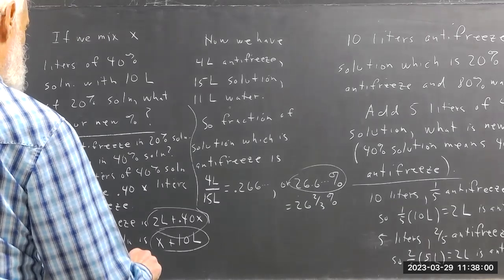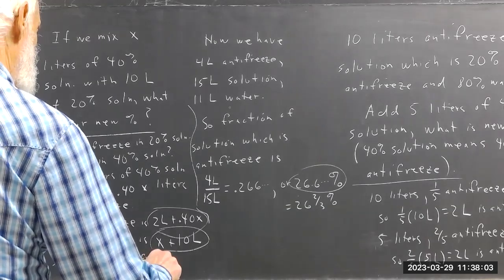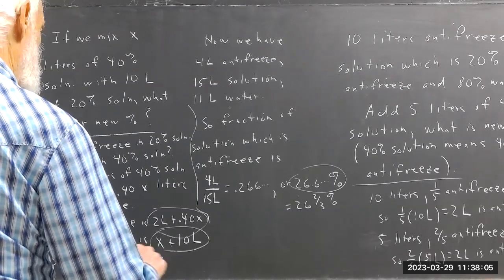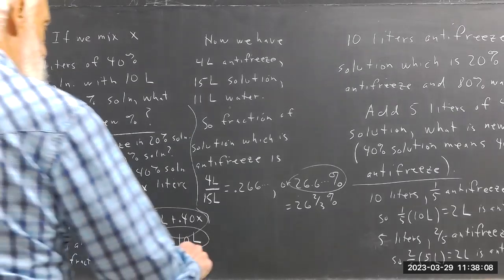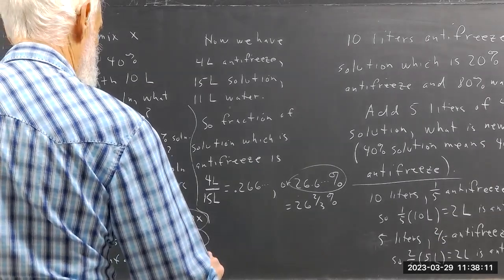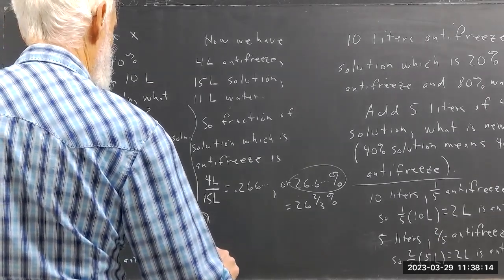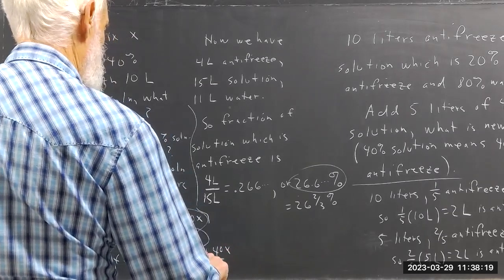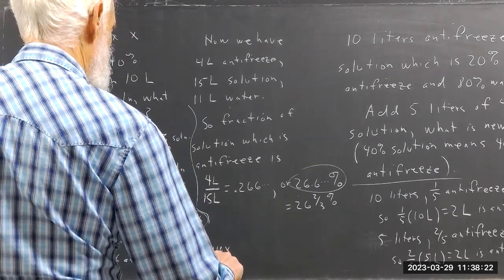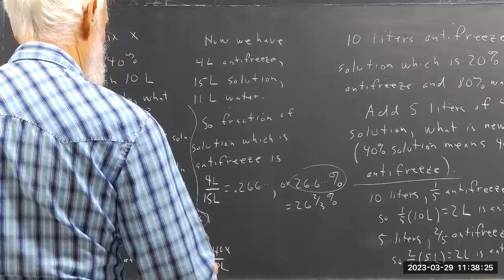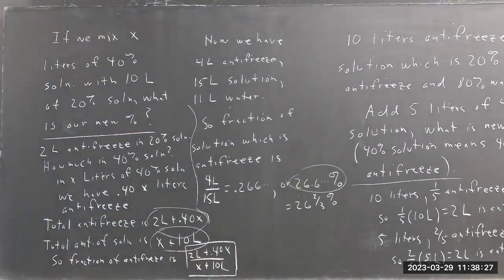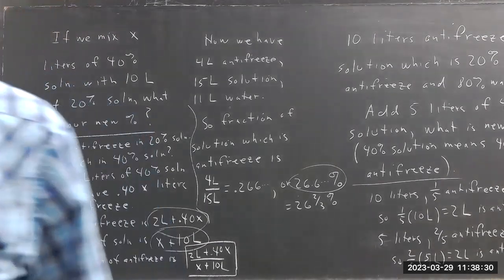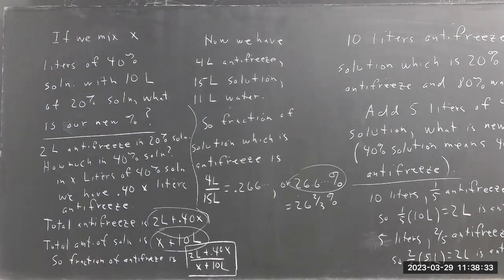The fraction of antifreeze is 2 liters plus 0.40x divided by X plus 10 liters. Okay, well now, if we want to get a 32% solution, can we write an equation?